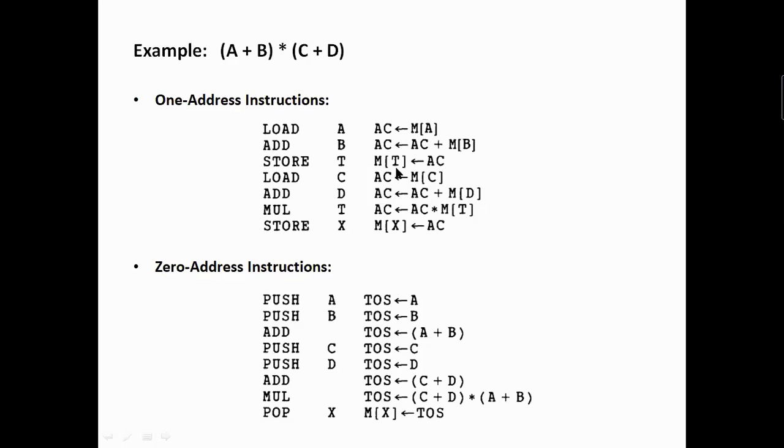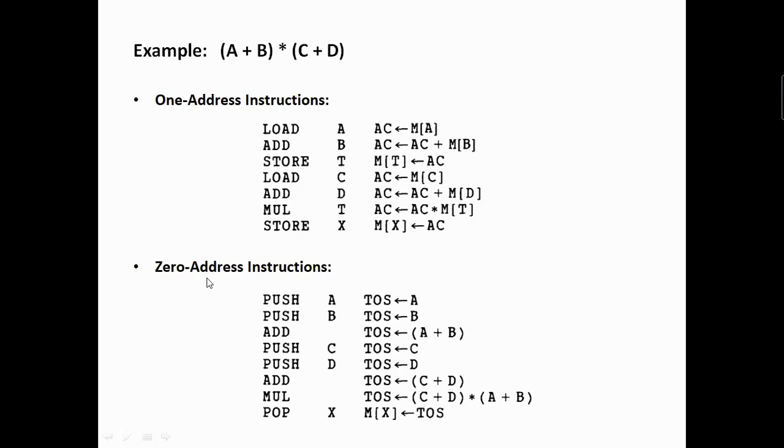So now I need to write MULT, which means the contents of the accumulator, that is C plus D, is multiplied by the content at T. What is there? It is A plus B. So the answer will be stored in the accumulator. And finally, the final answer we can store at any location in memory, for example, X.